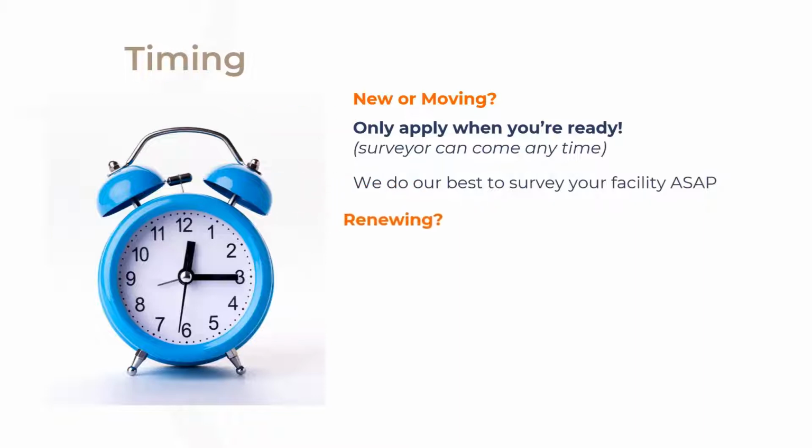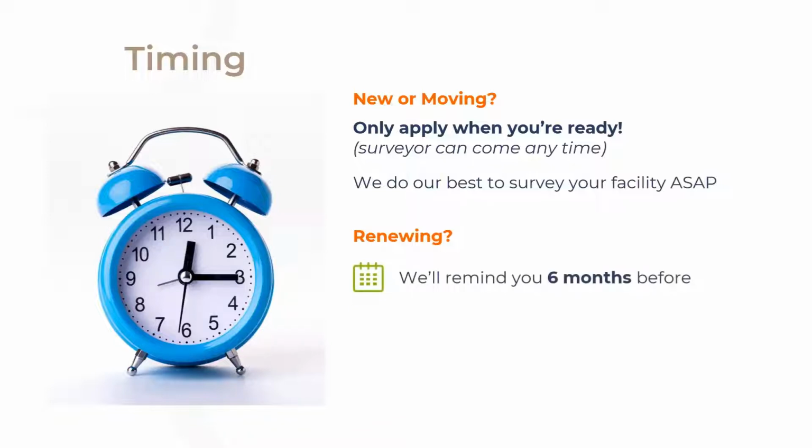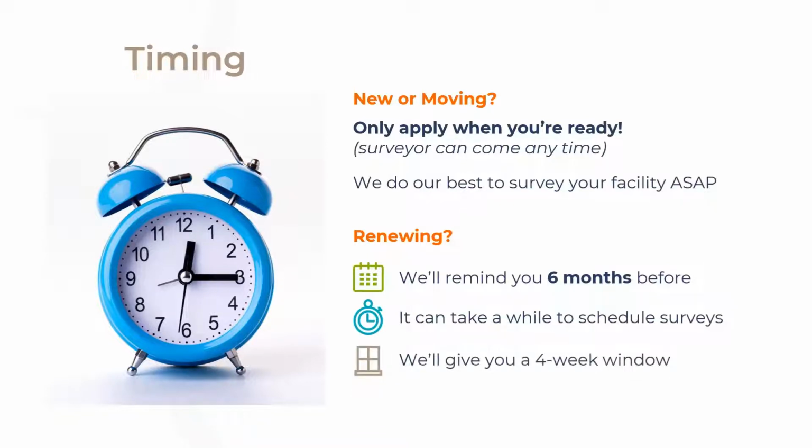Now, if you're renewing your accreditation, we'll remind you both by mail and email when you need to apply, which is approximately 6 months in advance. The last thing we want to do is for your accreditation to expire. Once your renewal application has been approved, it can take a few months to schedule the on-site survey. Paperwork must be processed, and survey assignments and travel have to be coordinated. We'll give you a 4-week window when your surveyor will be arriving, so you can see why we require that you apply early. We want to make the facility accreditation process as efficient and as uncomplicated as possible.